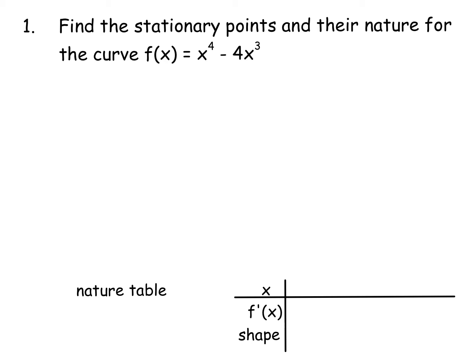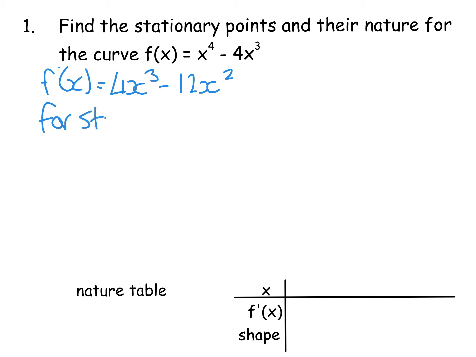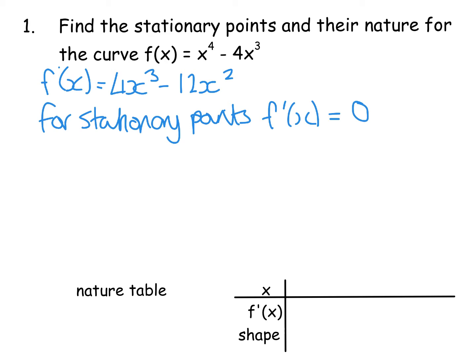The first thing we do is differentiate f of x. So f dashed x will be, remember we're timesing by the power and lowering the power, so this is a simple bit. This gives us 4x cubed minus 12x squared. Then we write a little sentence that says for stationary points, we are going to set f dashed x equal to 0. If that isn't in terms of f dashed x, if it's y equals, then it becomes dy by dx instead of f dashed x.